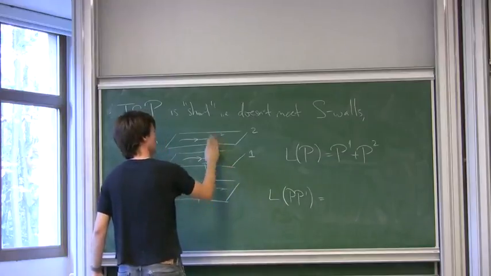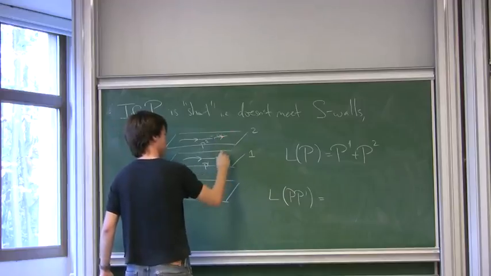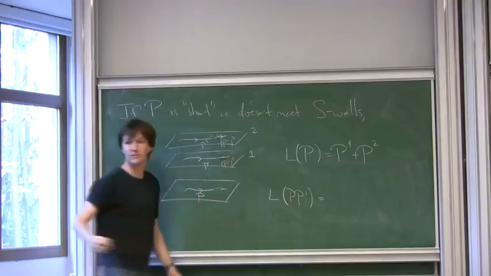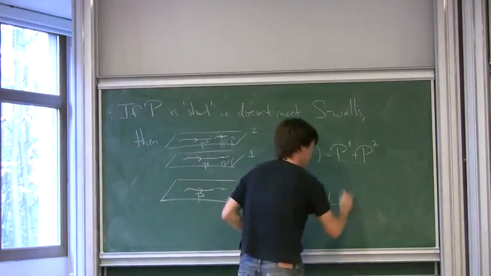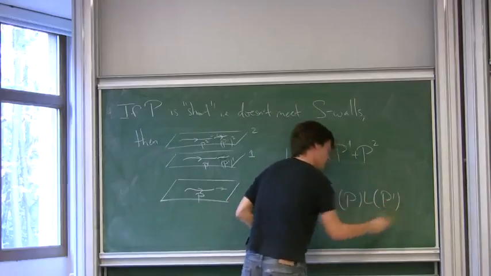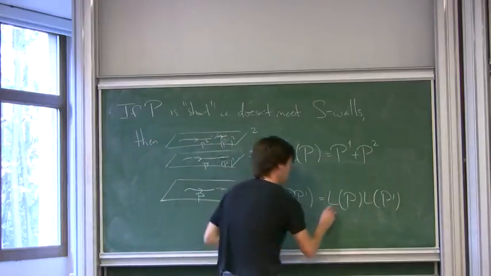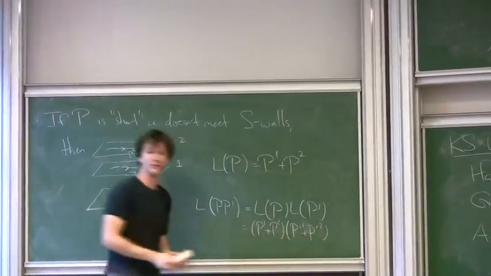Here's P1, here's P2. If I have another little short path, then here I have P prime 1 and P prime 2. And so I want to say that this has my composition property. Well, what does it mean? This is supposed to equal L of P times L of P prime. Well, what it means is, here I've got P1 plus P2 times P prime 1 plus P prime 2.